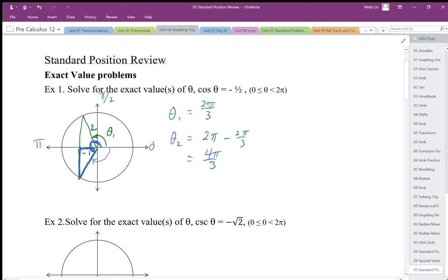Technically you could use negative 2 pi over 3. That's actually the right position. But the question does ask to have it between 0 and 2 pi, so we need to find the coterminal angle going around the other direction.